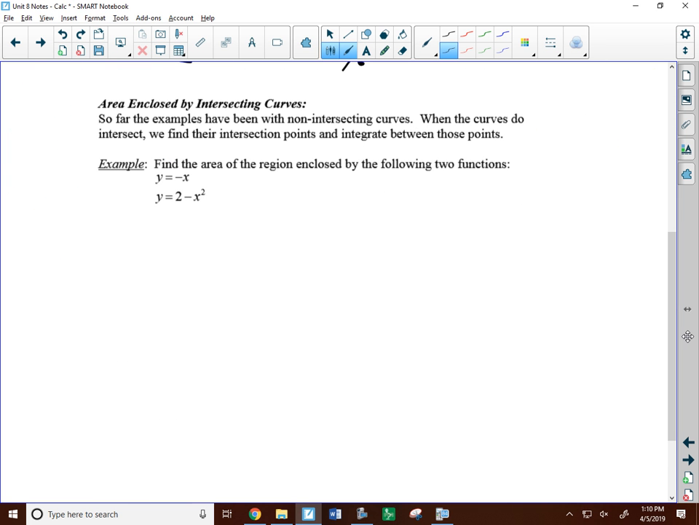Okay, so this time, let's do one more where the area is enclosed by intersecting curves. So far the curves haven't intersected, but now they do. The only difference is we want to find the points where they intersect. We look at these, the area of the region enclosed by these two functions. It doesn't give us an interval, a, b. We're going to have to find it. Step 1, let's graph them.